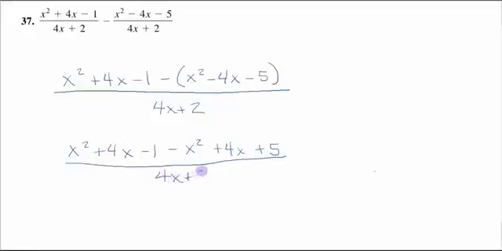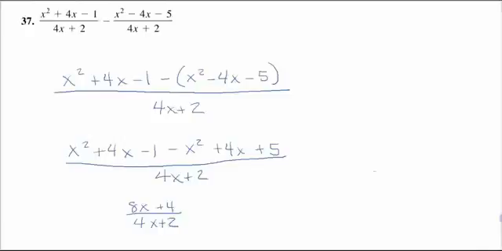4x plus 2. Let's collect like terms. X squared minus x squared cancels out. We have 4x plus 4x is 8x. We have a negative 1 plus 5 is plus 4 over 4x plus 2.